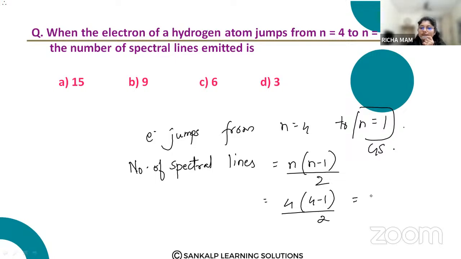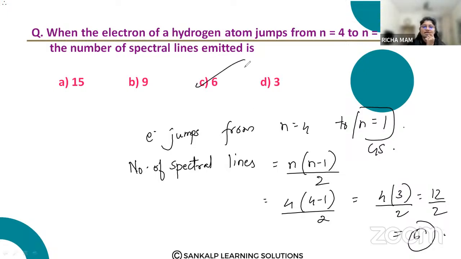So that is 4 into 3 by 2, so it is 12 by 2, so it is 6. So the number of spectral lines is 6. Okay, so option number C.